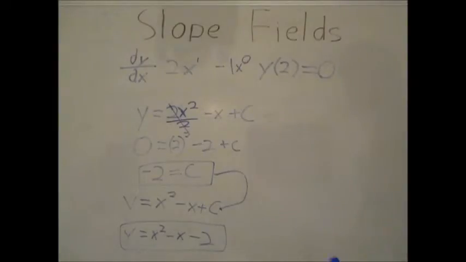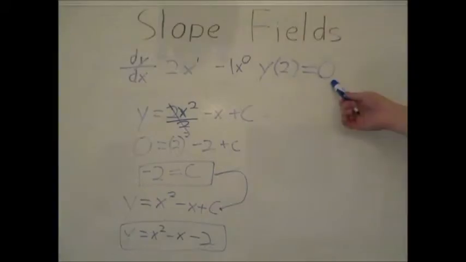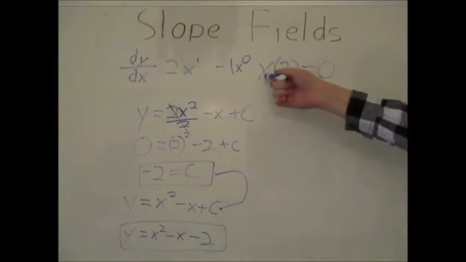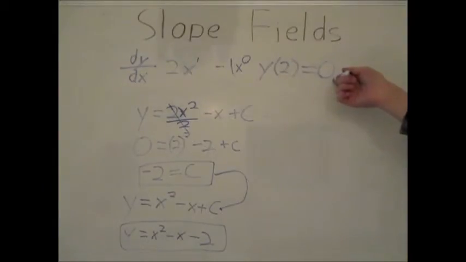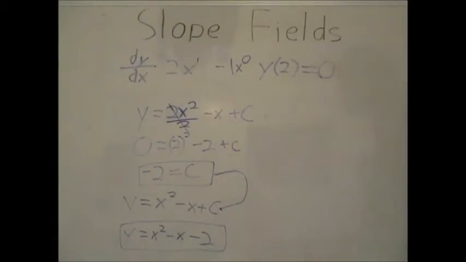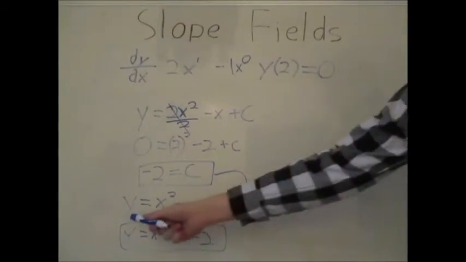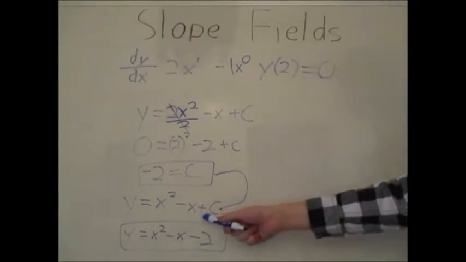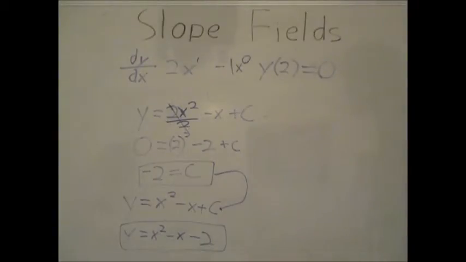So now we want to find the value of c. Luckily, as Diaz Mario pointed out, we were given this. So when y of 2, so when x equals 2, y equals 0. We plug that into the equation, then we solve for c. Now we plug that back in to the original equation, getting y equals x squared minus x plus c. Plug the c back in, y equals x squared minus x minus 2.